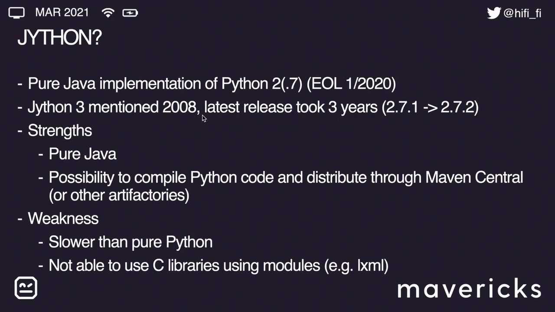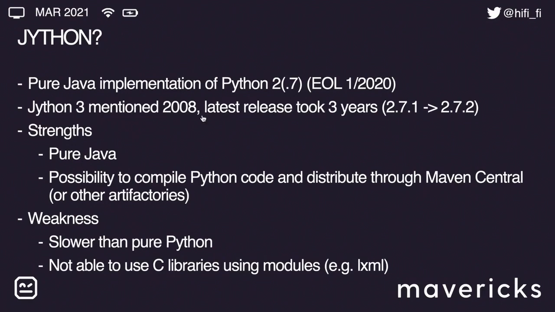Why it's then so good for the Robot Framework side is that it's pure Java, and there's the possibility to compile Python code and distribute it through Maven Central or other artifactories, like Robot Framework does. And these things allow us to just include the whole Robot Framework through Maven or Gradle, so there's no need to install anything separately. And well, it also has weaknesses. The release times have been quite slow. It's slower than pure Python, and it's not able to use C libraries using modules like LXML. But as said, this is where we are now.